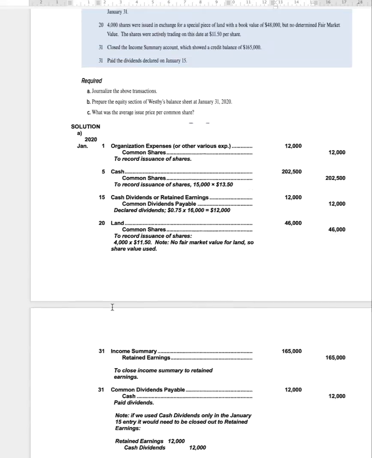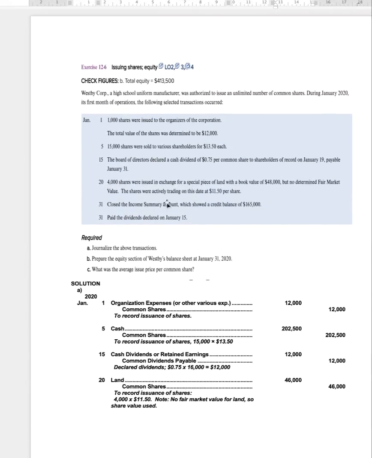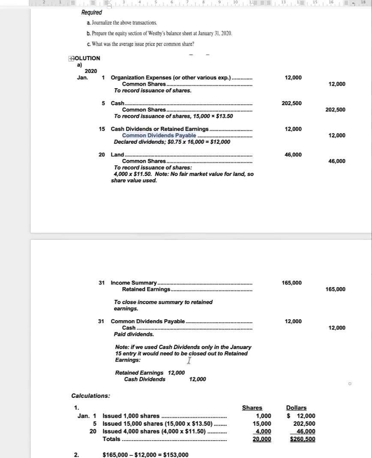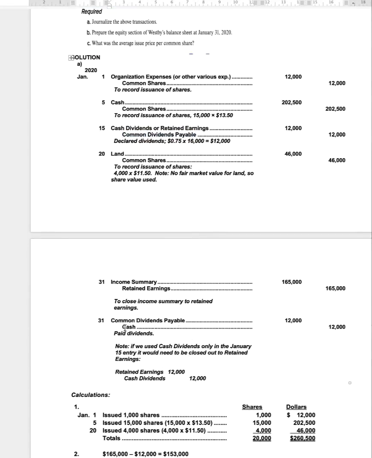And then they also told us here that the dividends declared on January 15th, which we said were $12,000, we're going to pay them. So we're going to get rid of that common dividends payable. So now we debit the common dividends payable and credit cash, $12,000.